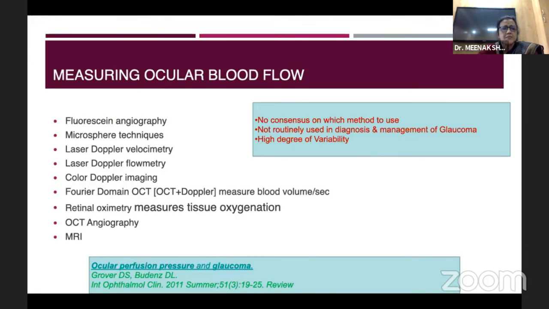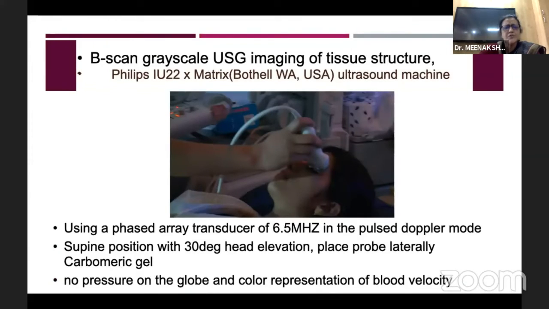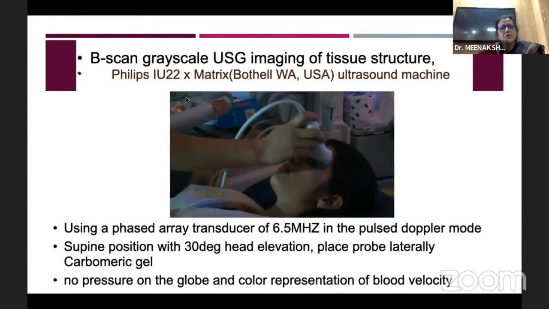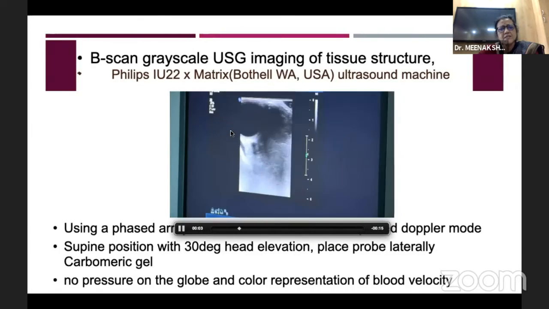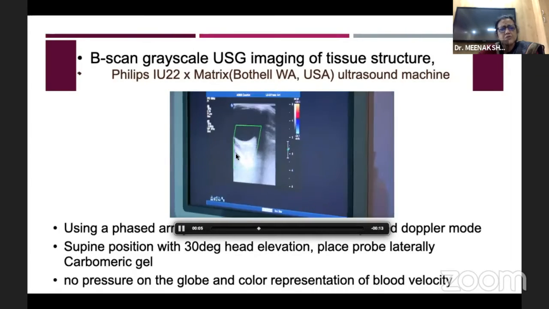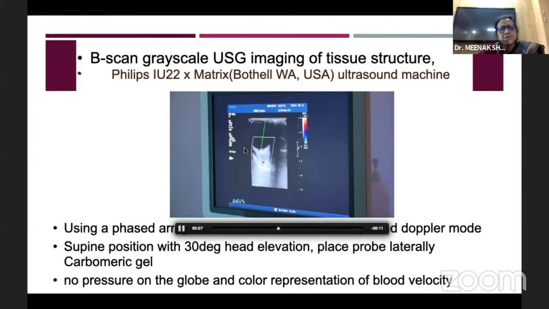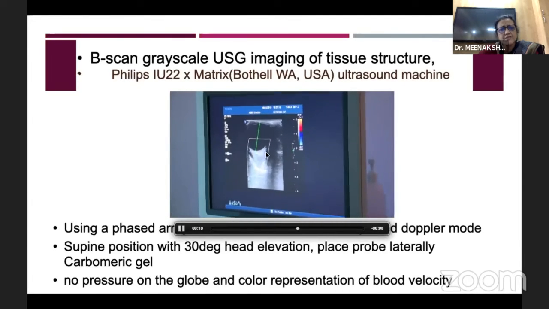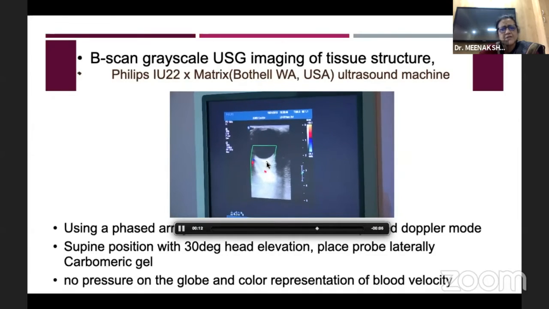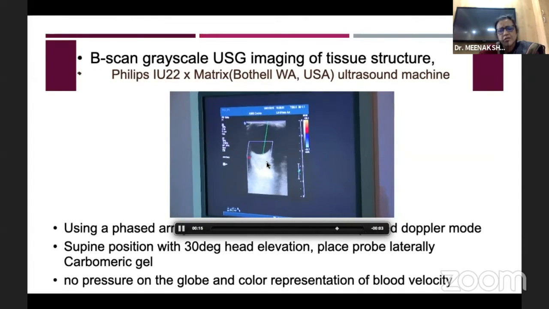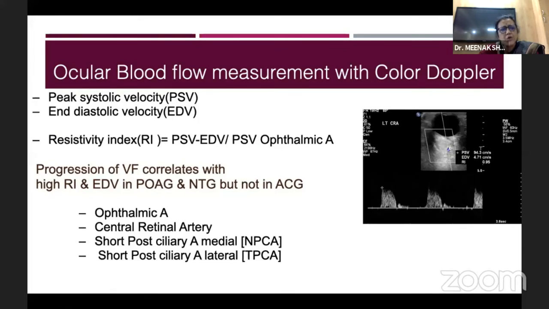Now, how do we measure the blood flow? The one which is most prevalent and most often used just now is color Doppler imaging. And here we can identify the central retinal artery, the short posterior lateral and temporal arteries, and the ophthalmic arteries, and calculate the end-diastolic velocity and the peak systolic velocity. But the factor which is most important is the resistive index, which is actually a ratio and has been found to be correlating with the ocular blood flow.